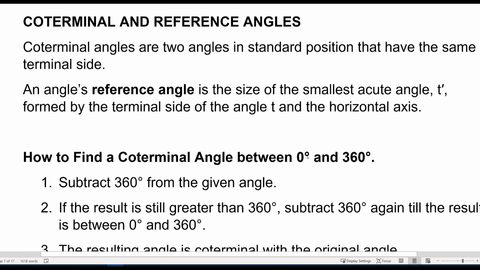So, coterminal and reference angles. Coterminal angles are two angles in standard position that have the same terminal side. A reference angle is the size of the smallest acute angle. Remember, acute angles are less than 90 degrees. We call it T prime, formed by the terminal side of the angle T and the horizontal axis.